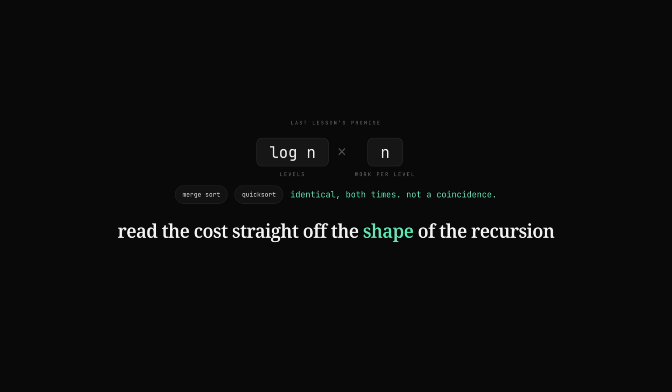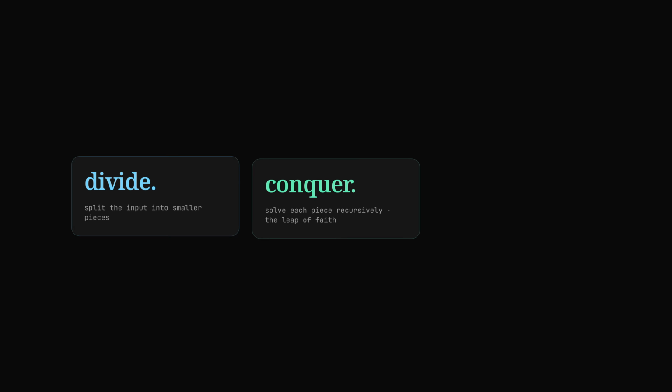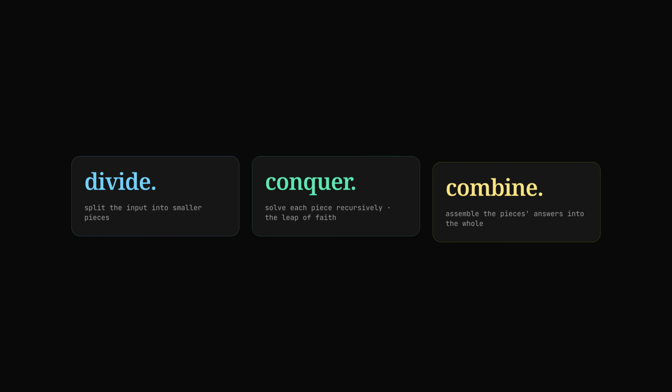That was not a coincidence. There is a way to read the cost of any algorithm shaped like this straight off the shape of its recursion. No algebra. That skill is the centerpiece of today. The template has 3 beats. Divide. Split the input into smaller pieces, usually halves. Conquer. Solve each piece with a recursive call, the leap of faith from 2 lessons back. Combine. Assemble the pieces' answers into the whole answer.